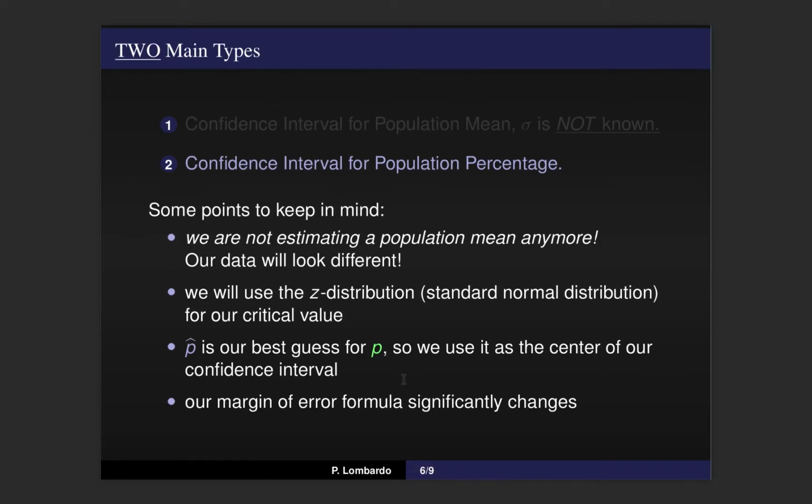Finally, our margin of error formula is going to change significantly from what we've seen in the previous examples. This is because we're using a different sample statistic to estimate a different population parameter. So we'll try to develop some intuition for how this happens by showing you a couple of visualizations.